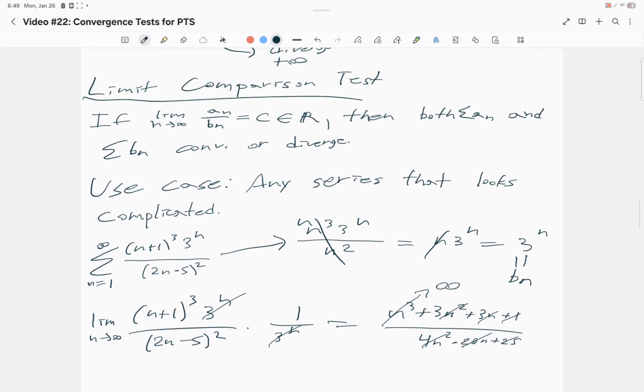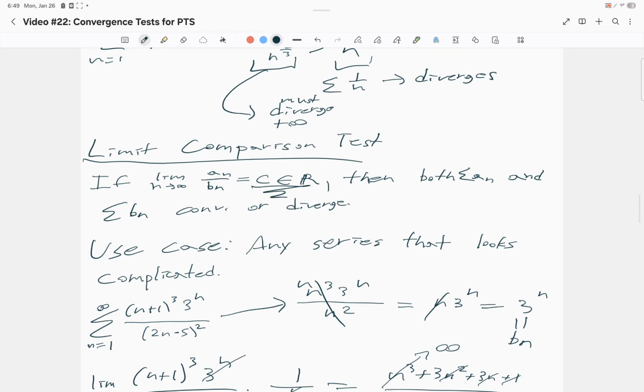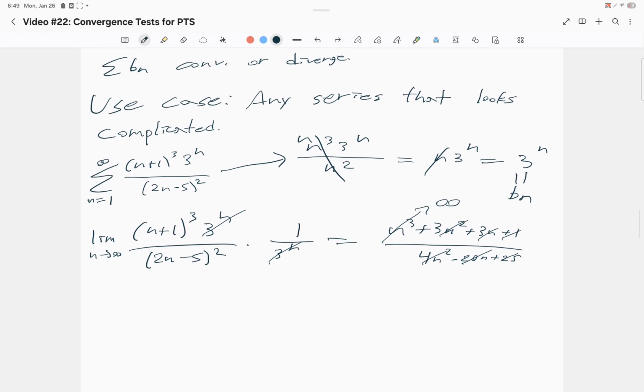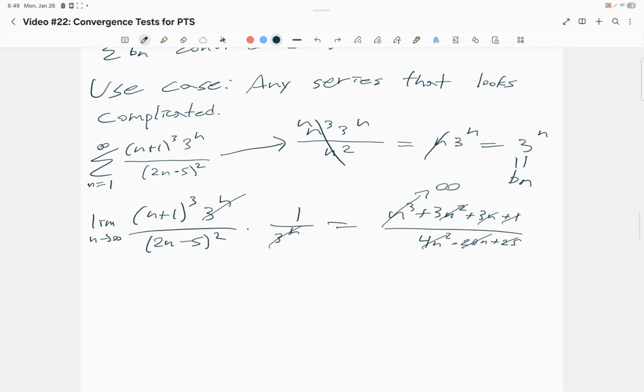So that's not a constant, right? So this is where the limit comparison test wouldn't really work. But you could kind of see the process where we simplify this down as much as we can to get to a b of n that we then divide by, and then we take the limit. And if that limit comes out to a constant, then we know they must both converge, or if one diverges, the other also does.